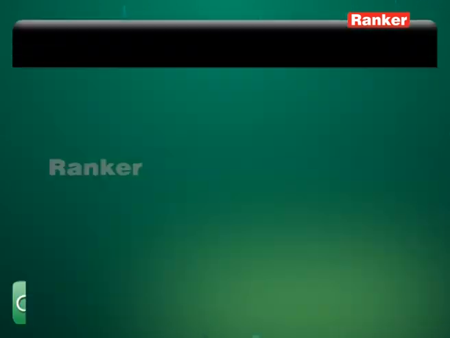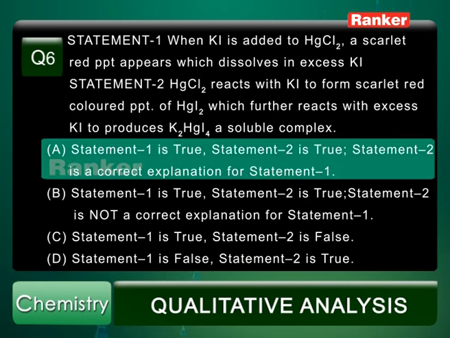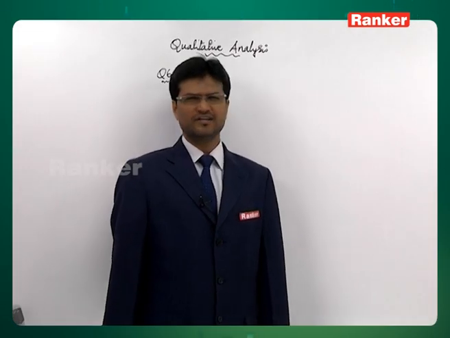Question number 6. When KI is added to mercury chloride, a scarlet red precipitate appears which dissolves in excess of KI. Statement 2. Mercury chloride reacts with KI to form scarlet red colored precipitate of mercuric iodide, which further reacts with excess of KI to produce K2HgI4, which is a soluble complex. Yes, statement 1 is true and statement 2 is the correct explanation. Therefore, answer is A option. Let us look at the equations.